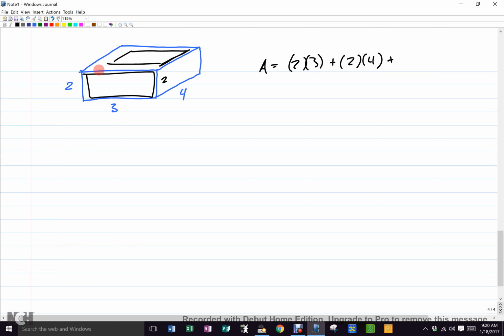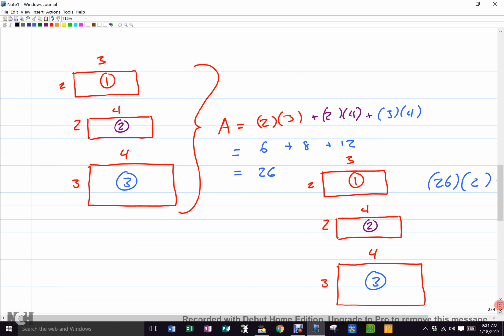How long is this? 3. How long is this? So that is 3 times 4, correct? Everyone agree? But if this is a 3D figure, how many of that are there? How many of that? How many of that? So what would I do to this whole answer? Times 2. Everybody cool?